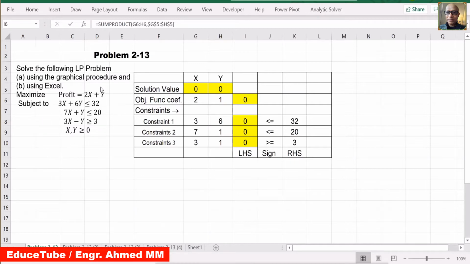Here we have the objective function: profit equals 2x plus y. We have to maximize this, subject to three constraints: 3x plus 6y less than or equal to 32, 7x plus y less than or equal to 20, and 3x minus y greater than or equal to 3. As well, there is one non-negativity constraint: x, y greater than or equal to 0. Non-negativity constraint means we have to work in the first quadrant.